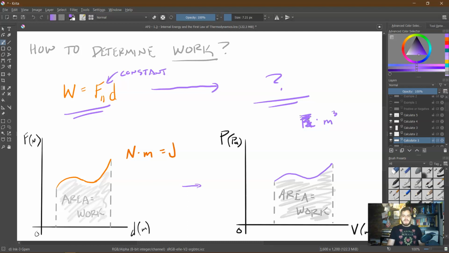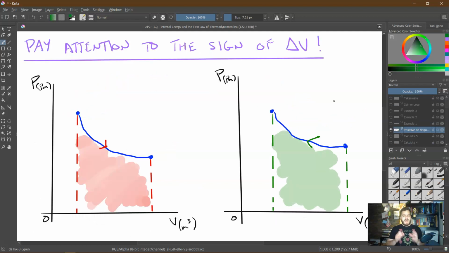A pascal is nothing but a Newton per meter squared. And if I've got meters squared and meters cubed, this is going to cancel out until we only have 1 meter left. So I'm left with newtons times meters. Look at that. I have joules once again. However, there's one thing about this that makes it a little annoying. We really need to pay attention to the sign of the change in volume, delta capital V.